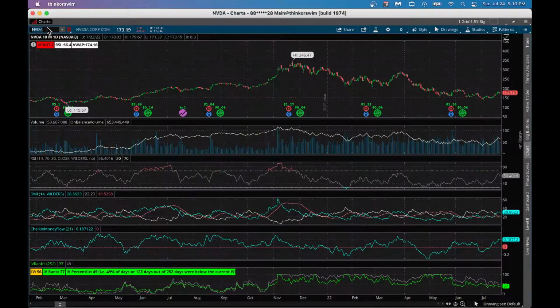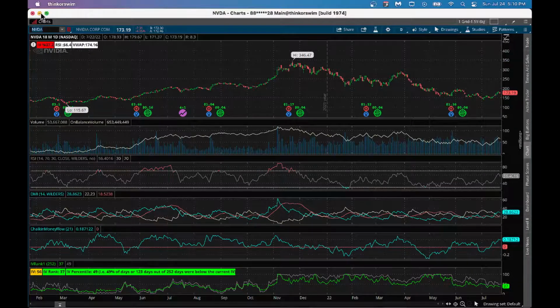All right, so we've got our Nvidia here. Nvidia is trying to go higher, as you can see. On-balance volume is trending higher. And look, it's also checking money flow. Money is flowing into the stock. Smart money is going into it. And from a DMI perspective, the blue line is crossing over the red line. That tells you it's bullish right now. And IV percentile is 37, which is not too bad. You could go after Nvidia and sell some put options.